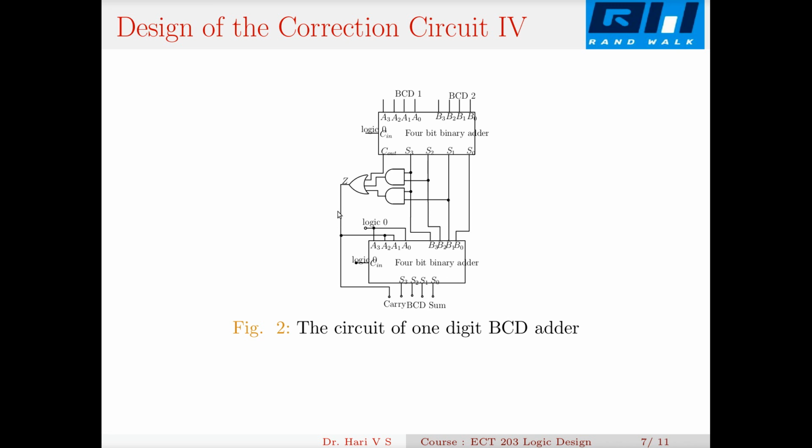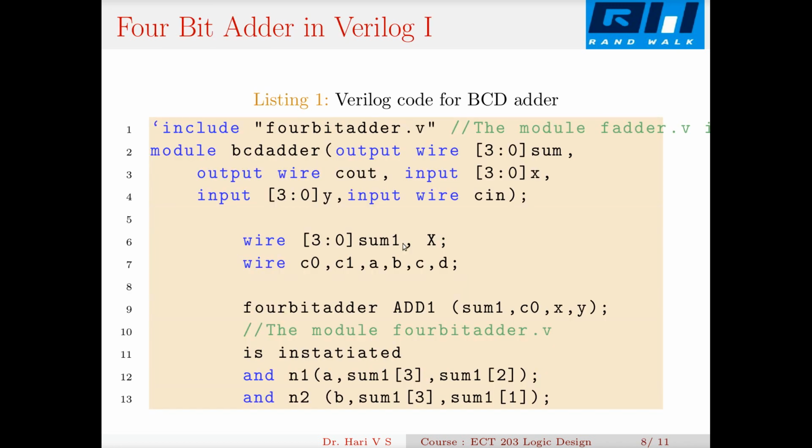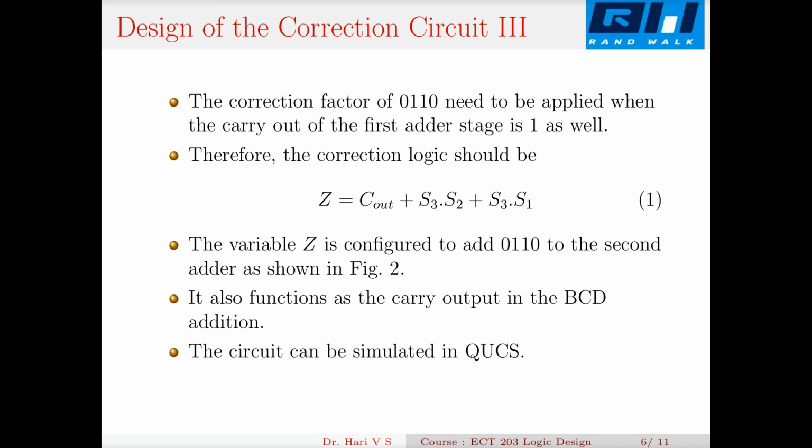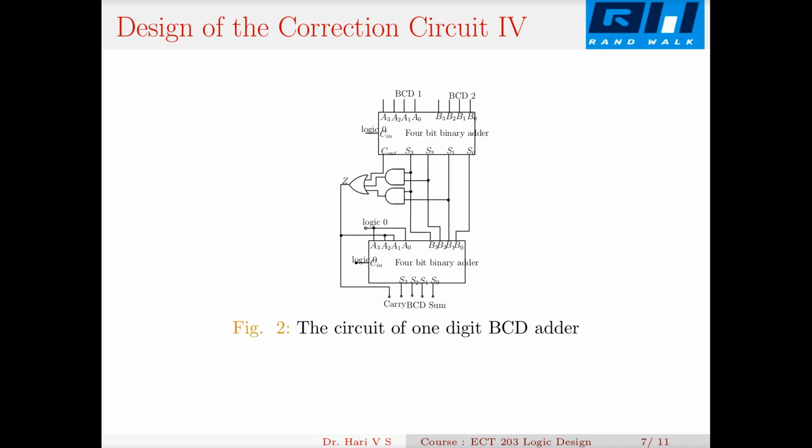Now this Z acts as a carry output also. Whenever an invalid BCD pattern comes, the carry becomes a 1, or else the carry is a 0. So this carry together with S3, S2, S1, S0 becomes my BCD sum. So this is how I design a one-digit BCD adder. The crucial thing is the design of this correction circuit. Once you understand this logic and how I use this Z to make a 0, 1, 1, 0, it is very clear. Now I can simulate this in Cubes. I will show you that simulation.